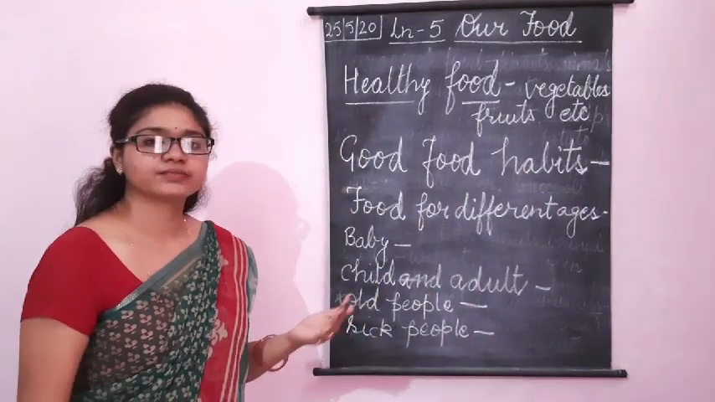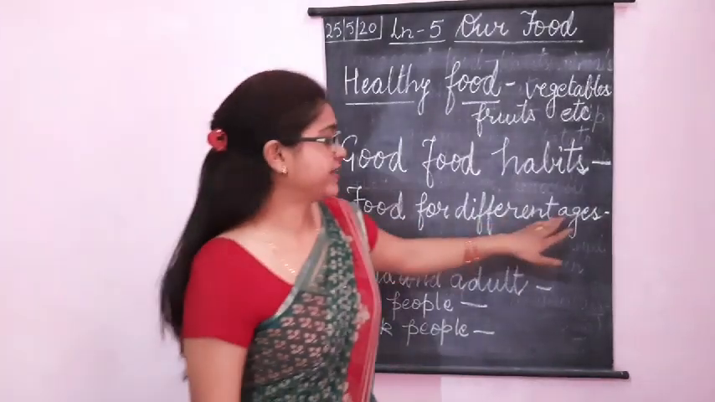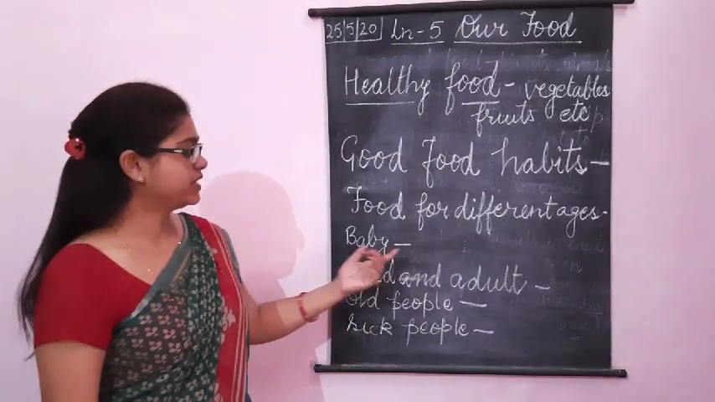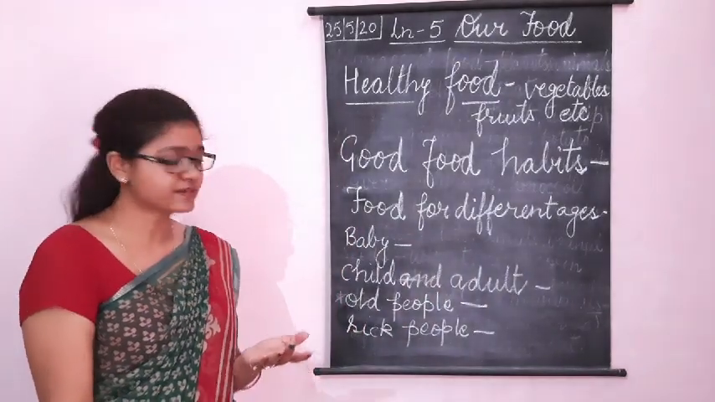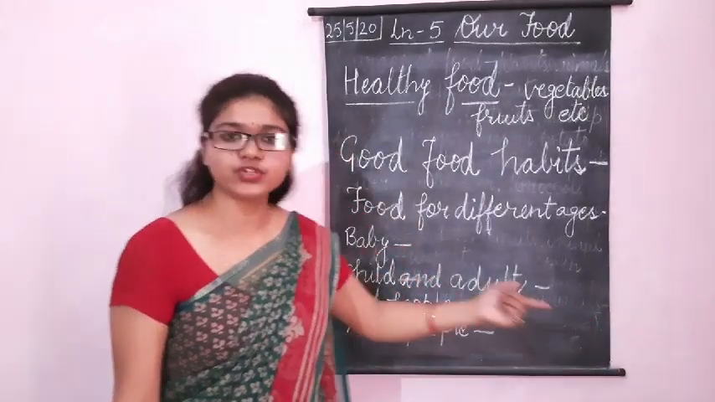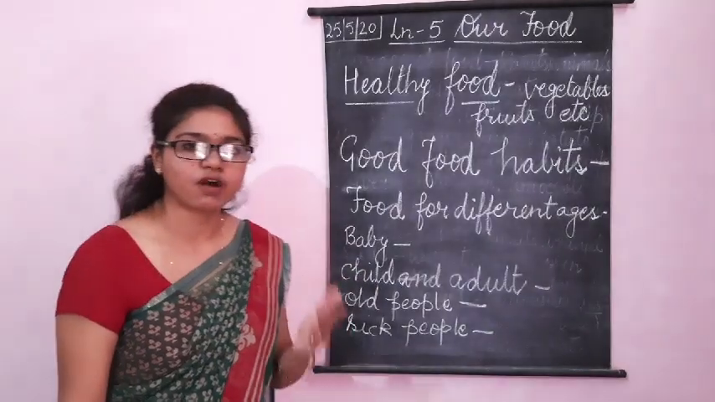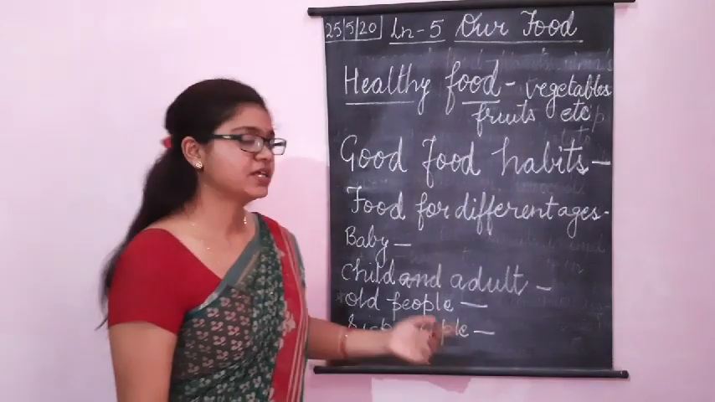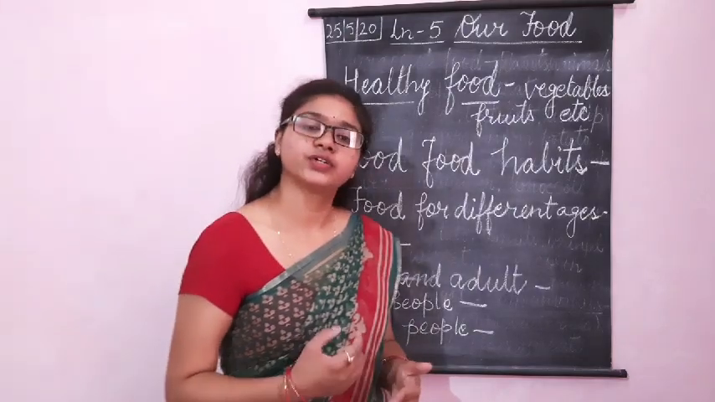We read about good habits. What are the good habits? Before eating food and after eating food. Food for different ages: in different ages we need different types of foods. For babies the best food is milk, and mother's milk is the very best. Next, children and adults should eat different types of foods, all types of foods. Old people should eat soft food, milk, porridge, like this. And sick people should eat whatever is prescribed by the doctor.